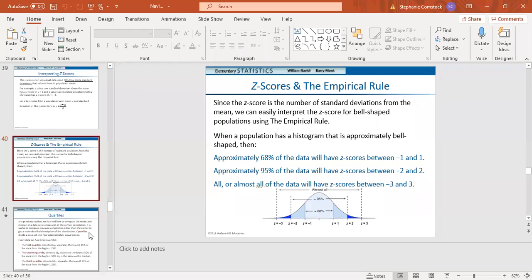Now, when we talk about Z-scores and the empirical rule, going back and putting those two things together, we have that the Z-scores for that 68% are going to be +1 and -1. For that 95%, it's going to be -2 and +2. And for that all or almost all, it'll be -3 and +3. So we are now able to talk about these in terms of Z-scores as well as just the idea of what those percentages are.